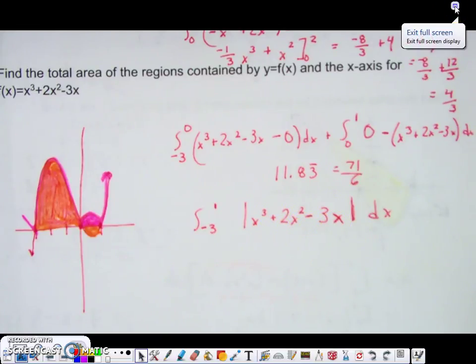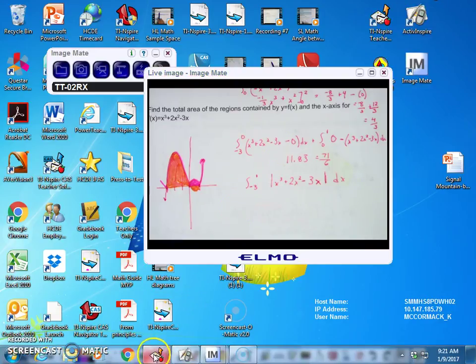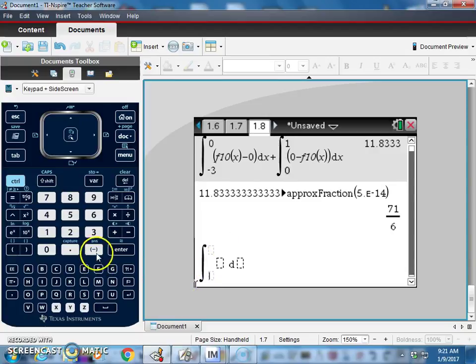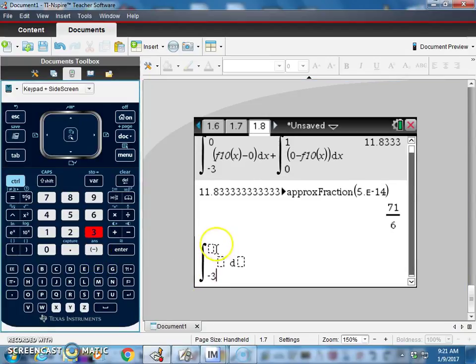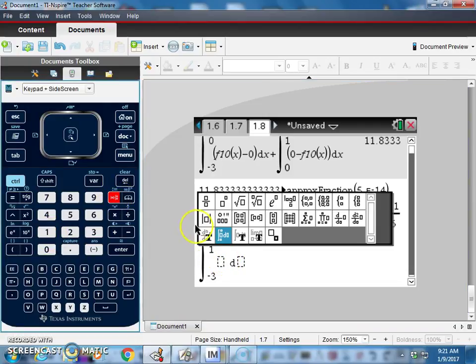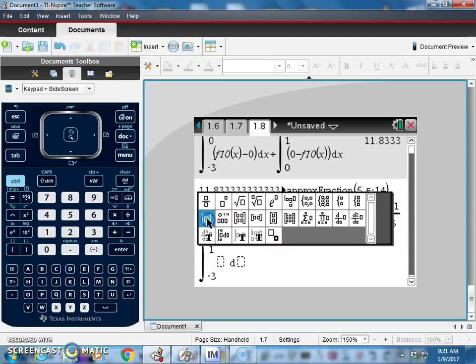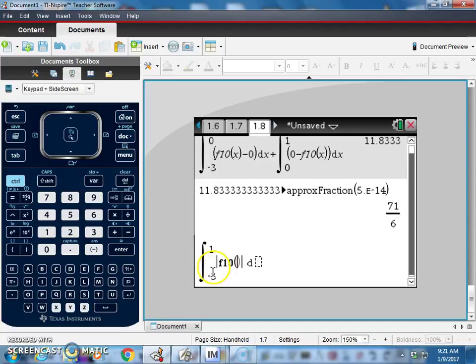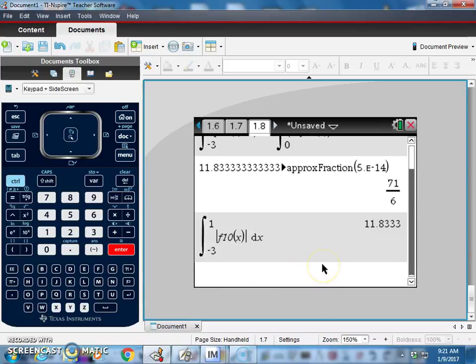So just to show you that that works, we'll go and we'll integrate the integral from -3 to 1, and we'll hit the key to the right of the 9 and hit the absolute value, and we'll do the var again, F10 of x dx, and you'll see that we get the same value. So that's an advantage if you've got your calculator.